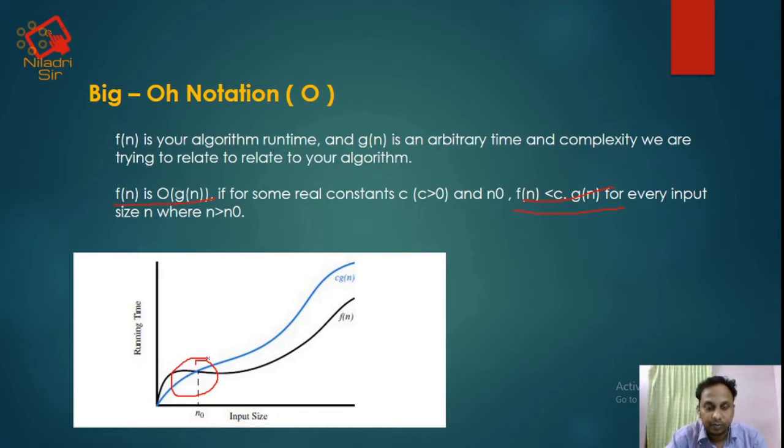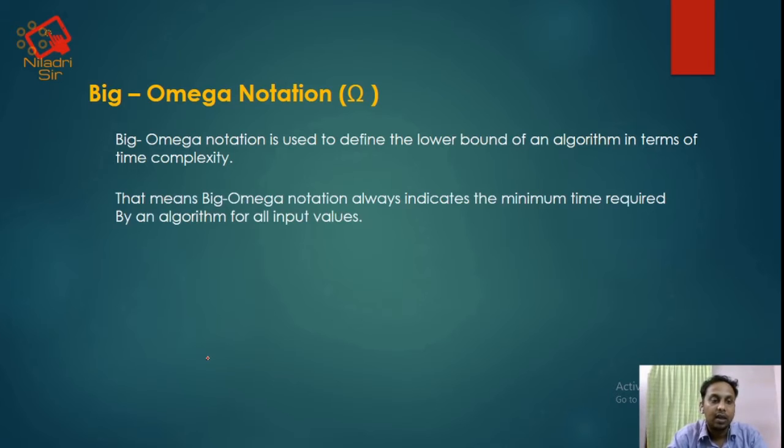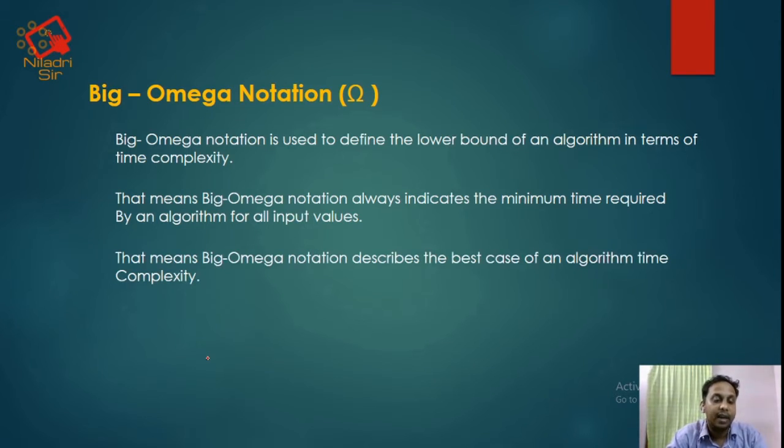Next, we come to big omega notation. Big omega notation is basically used to define the lower bound of an algorithm in terms of time complexity. That means this type of notation is required to find the best case time complexity. Lower bound means the time required is less. Big omega notation always indicates the minimum time required by an algorithm for all input values, so it describes the best case of an algorithm's time complexity. It provides us with an asymptotic lower bound.